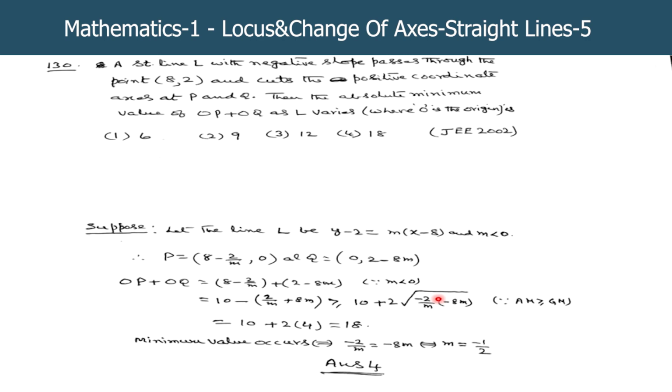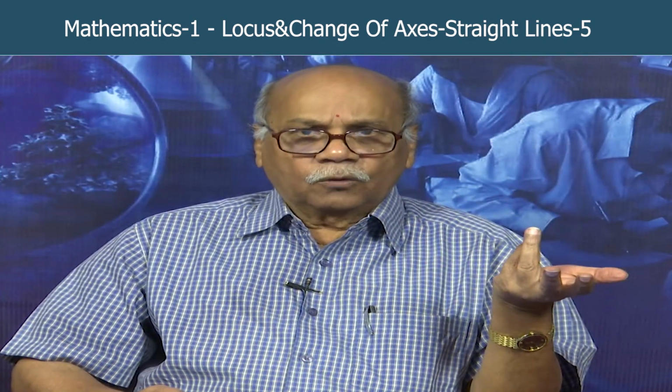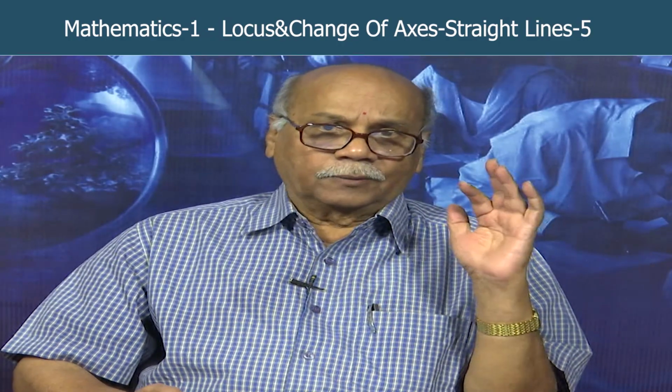Equality is simply 2 plus 10 plus 2 into 4, which is equal to 18. So the minimum value occurs if and only if minus 2 by m is equal to minus 8m, that is, m is equal to minus of. So the correct option is of course 4, but they have not asked at what value of m the minimum value occurs, but simply asked for the minimum value of OP plus OQ. The minimum value of OP plus OQ is always 18, because OP plus OQ is greater than or equal to 18. So 18 is the minimum value.